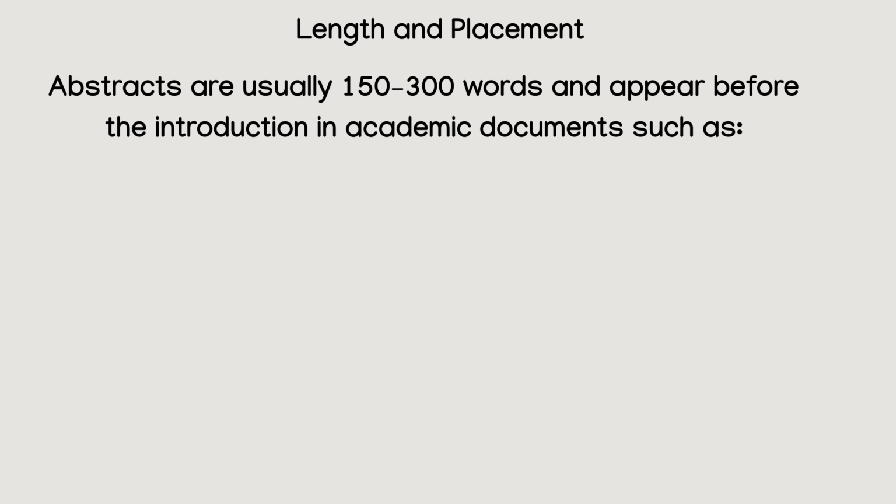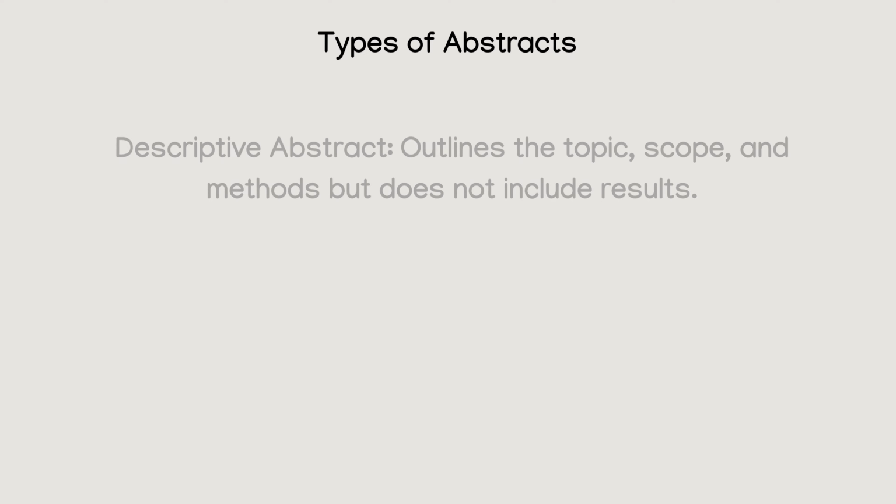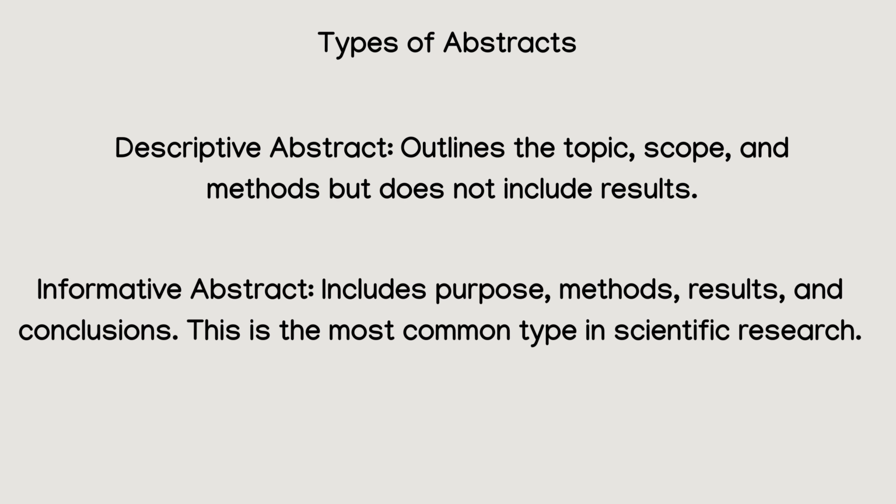Length and placement. Abstracts are usually 150 to 300 words and appear before the introduction in academic documents such as research papers, theses, dissertations, and journal articles. Types of abstracts: descriptive abstract outlines the topic, scope, and methods but does not include results. Informative abstract includes purpose, methods, results, and conclusions. This is the most common type in scientific research.